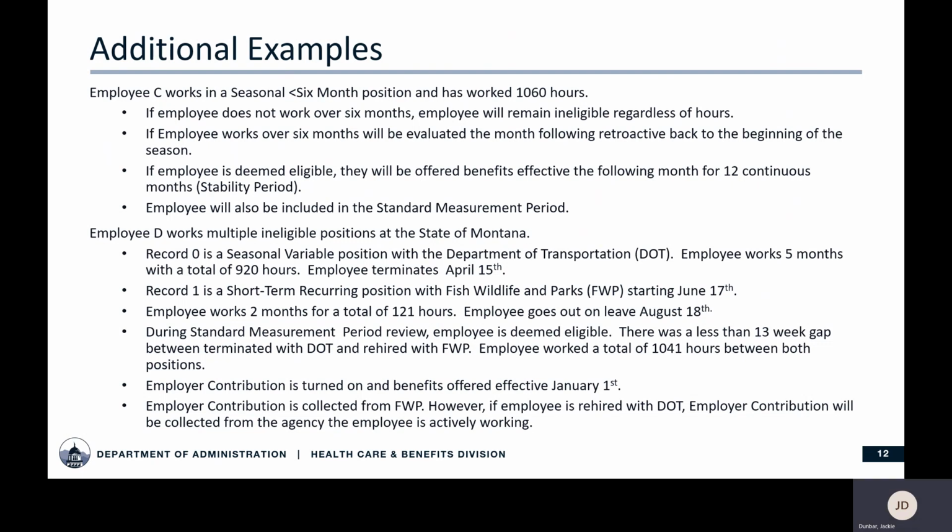During the standard measurement period review, the employee is deemed eligible. There was less than a 13-week gap between terminating with DOT and being rehired with FWP. Employee worked a total of 1,041 hours between both positions. Employer contribution is turned on and benefits offered effective January 1st. Employer contribution is collected from Fish, Wildlife, and Parks. However, if employee is rehired with Department of Transportation, employer contribution will be collected from the agency the employee is actively working.